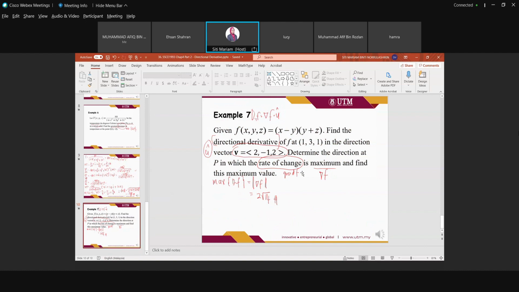Okay, example 7. Have you done this question? Already. Done. Okay. Can you get the same answer? Dapat. Okay, so there's no need for me to explain this question. Basically, the procedure and steps are just the same as example 6. Determine the direction in which the rate of change is maximum. So here we use rate of change. As I mentioned earlier, rate of change is also known as grad F. Maximum, so you just find this. Find its maximum value, find the magnitude. Okay, so the answer is 2 sec 14. So directional derivative and grad F, any problem? Tak ada.